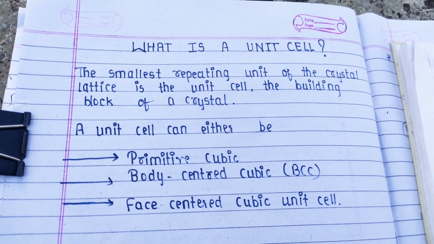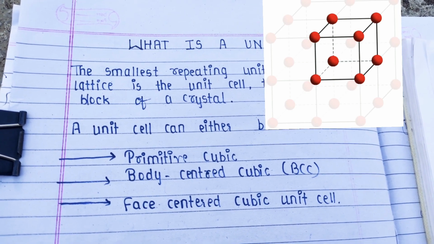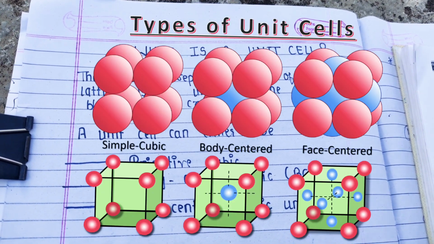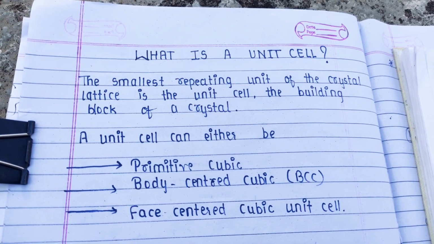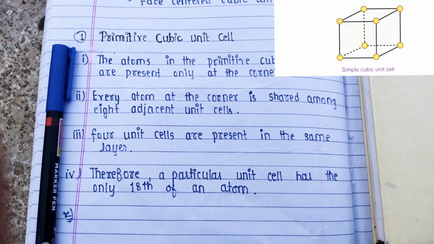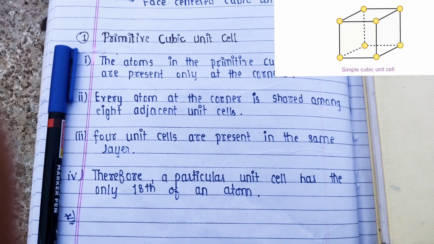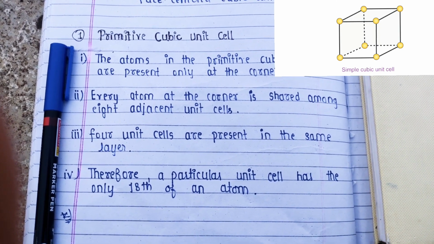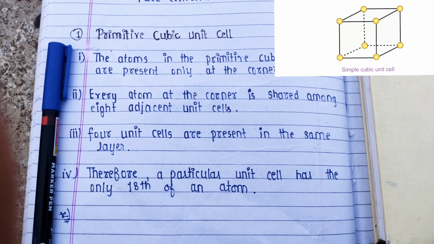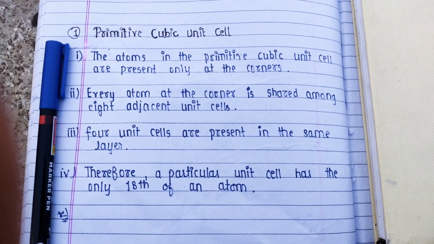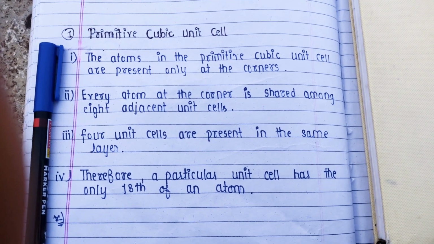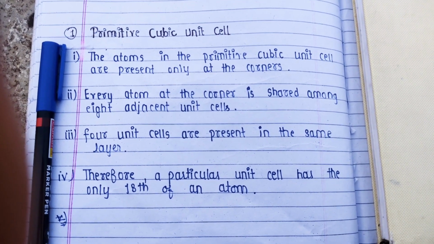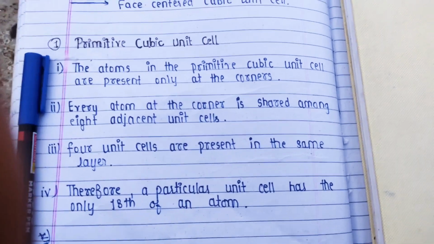A unit cell can either be a primitive cubic cell, body centered cubic cell, or face centered cubic cell. So first we will see the primitive cubic unit cell. The atoms in the primitive cubic unit cell are present only at the corners. Every atom at the corner is shared among 8 adjacent unit cells. 4 unit cells are present in the same layer. Therefore, a particular unit cell has only 1/8th of an atom.